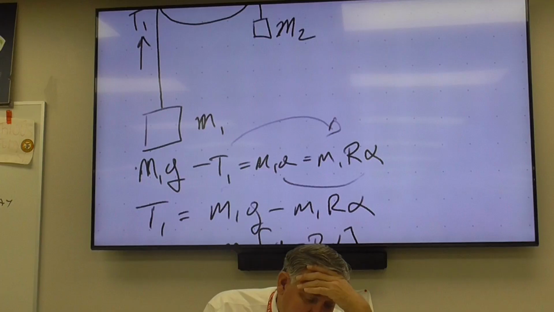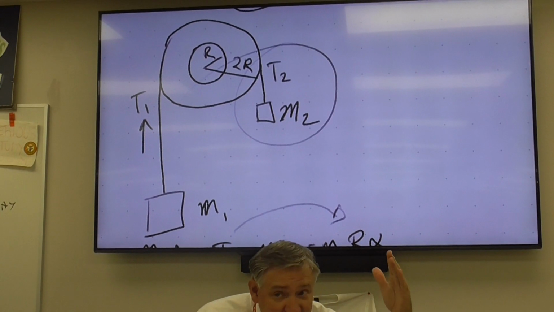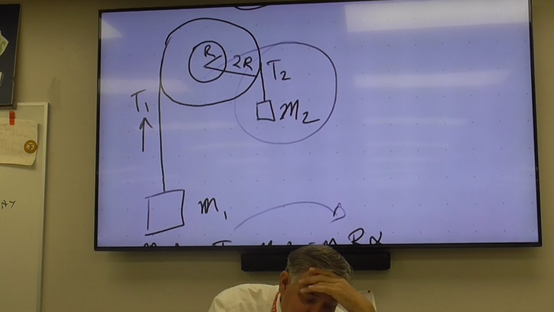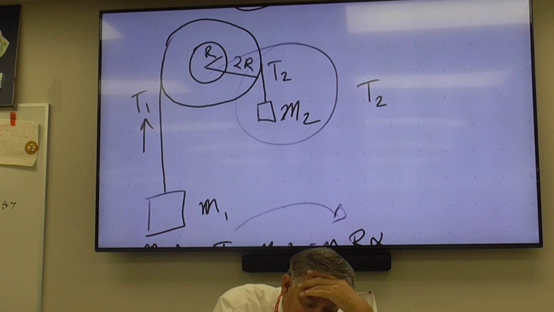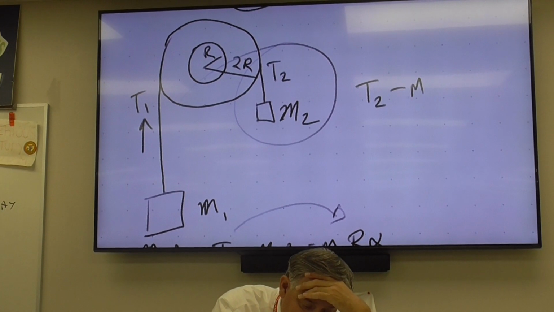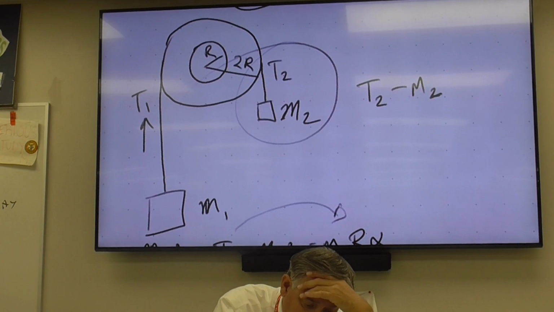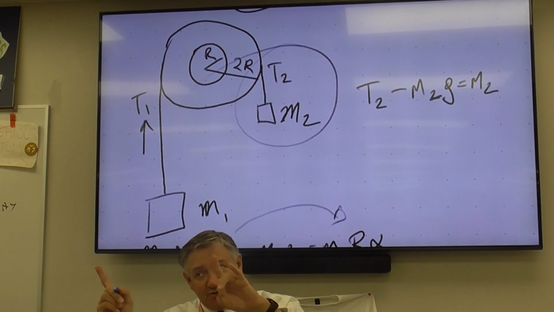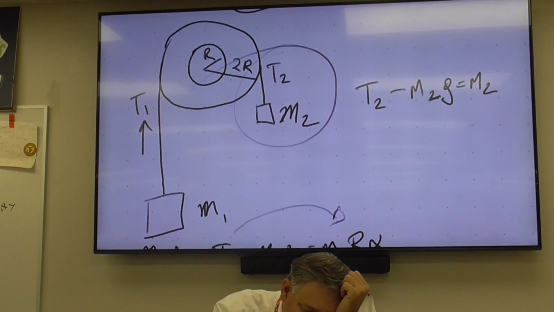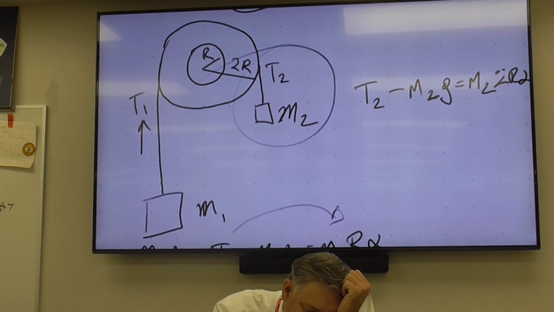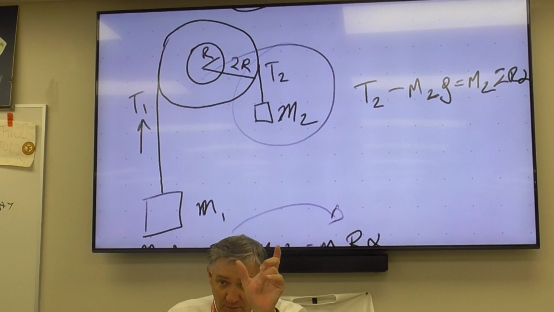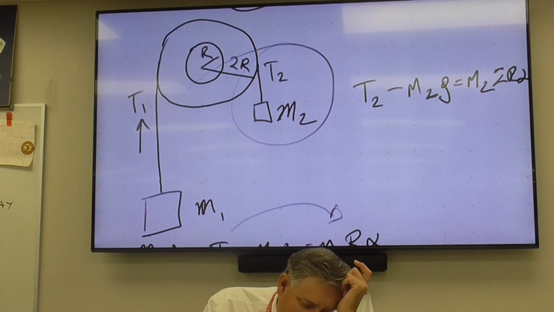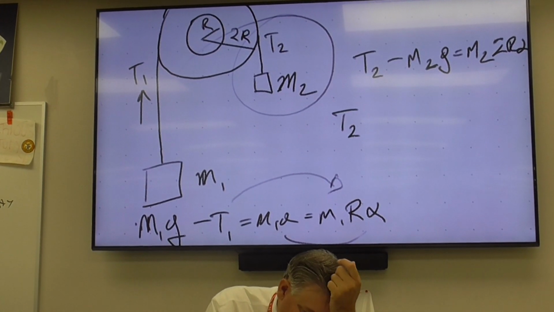Okay. Now, my favorite. Over here, which one's bigger, tension or M2G? Tension, because that's the direction that it goes. So I'm going to take tension 2 minus M2G equals M2 times... Now this gets a little bit tricky because now I've got to use 2R alpha because of the fact that the radius that's making that spin is 2R. It's not R, it's 2R. So now when I do this, I've got tension 2.